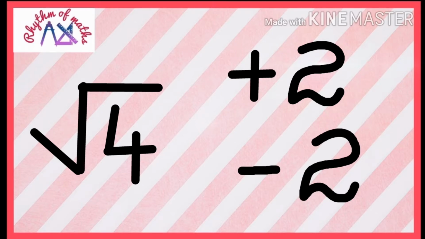Because positive 2 into positive 2, what is the answer? 4 is the answer. Similarly, negative 2 into negative 2, that also is 4. That means root 4 can be either positive 2 or negative 2. Same like that, for all the square root values, there are two values, a positive value and a negative value. That is two answers. Now let's go to the problems.